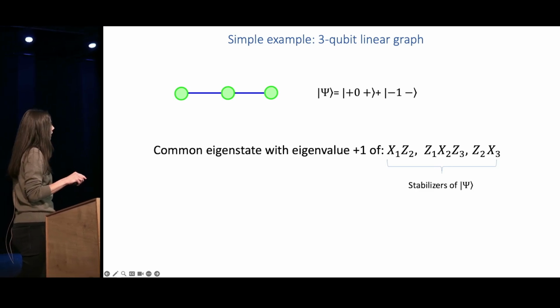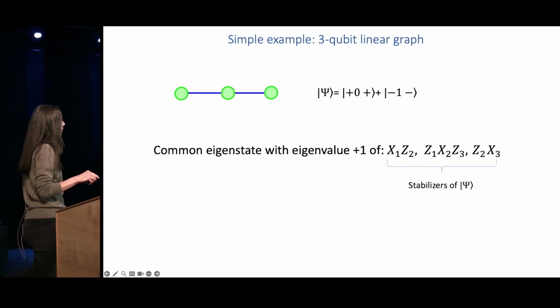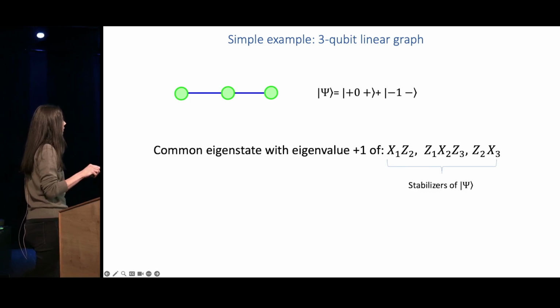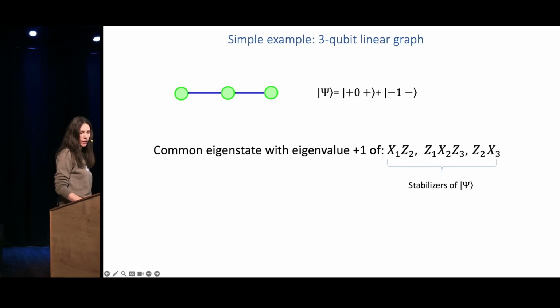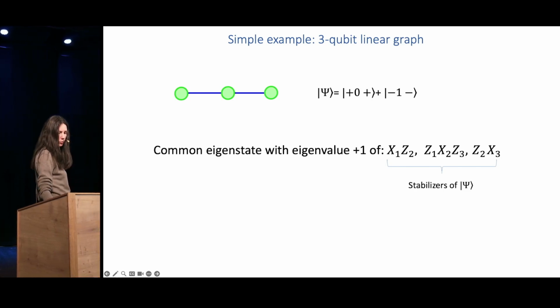And this is an eigenstate of the following operators. Again, the definition, right? This is X, Z, so I have X1 Z2. And then I have one that is connected to 2 qubits, so it's ZXZ, and then ZX for that one, right? So again, I have 3. I can multiply them to get more.